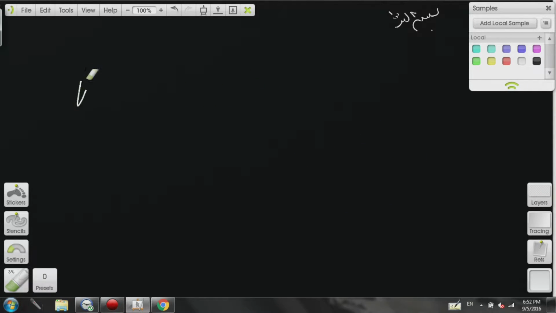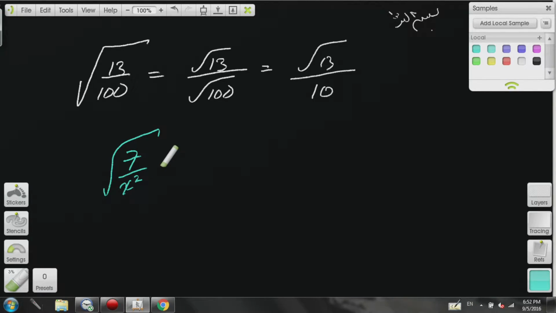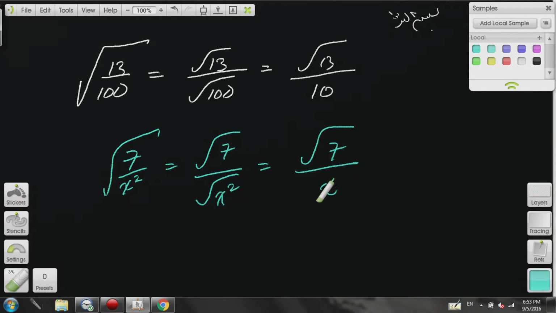How about this one? The square root of 13 over 100. Well, this is the square root of 13 over the square root of 100. The square root of 13 you can't simplify, but the square root of 100 is 10, and there we go. Alright, how about this one? The square root of 7 over x squared. Well, that is the square root of 7 over the square root of x squared. Tough luck simplifying the square root of 7. It doesn't simplify. The square root of x squared, however, is x.